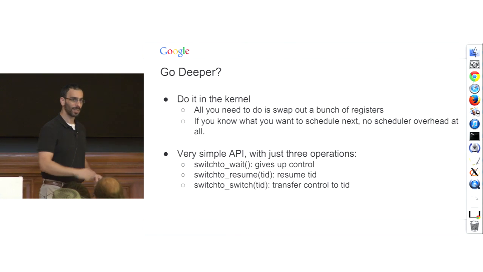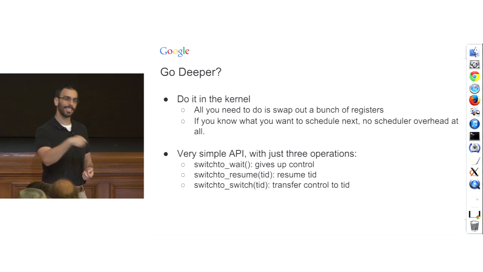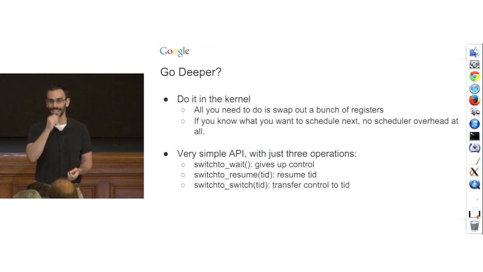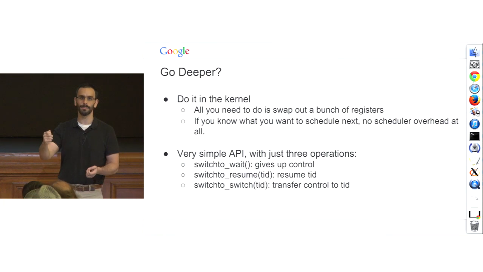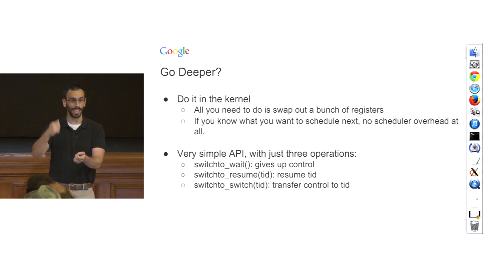So all you need to do is swap out a bunch of registers. And if you do what I said earlier and you say, oh, well, I've instrumented my queue and I know exactly what's coming in off the queue.